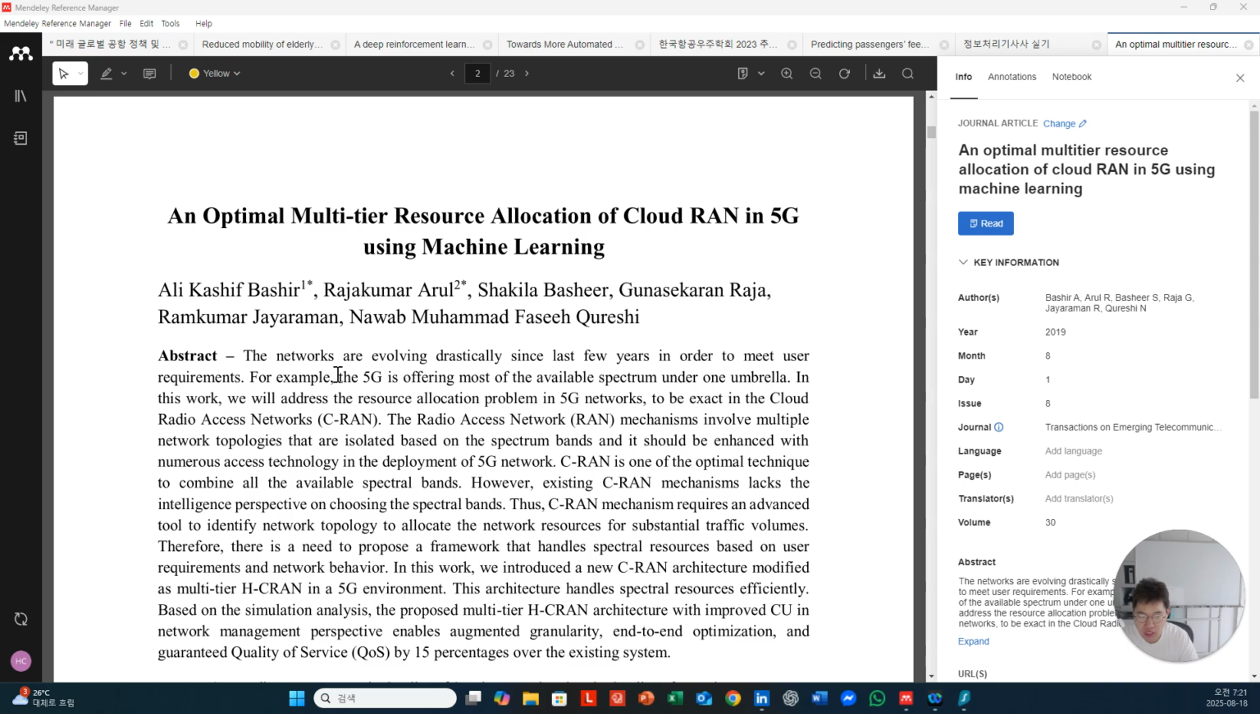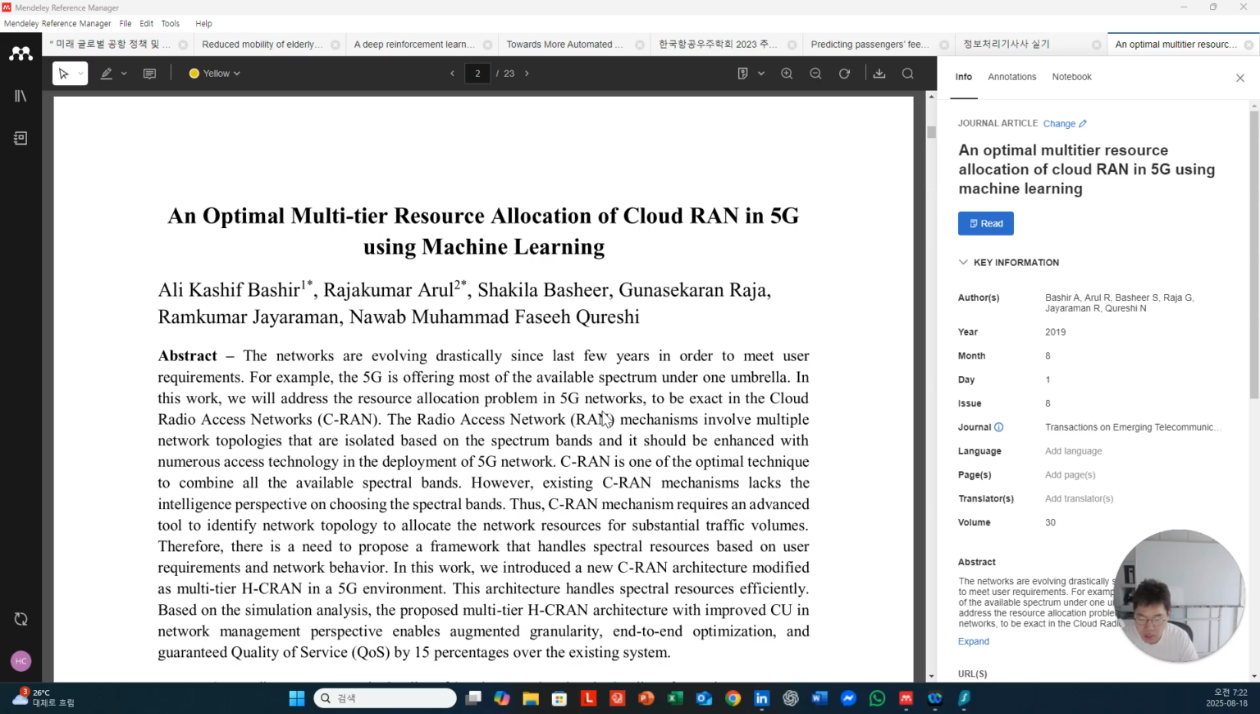To be exact, in the cloud radio access network, CRAN, the radio access network mechanism involves multiple network topologies that are isolated based on the spectrum band, and it should be enhanced with numerous access technologies in the deployment of the 5G network. CRAN is one of the optimal techniques to combine all the available spectral bands.